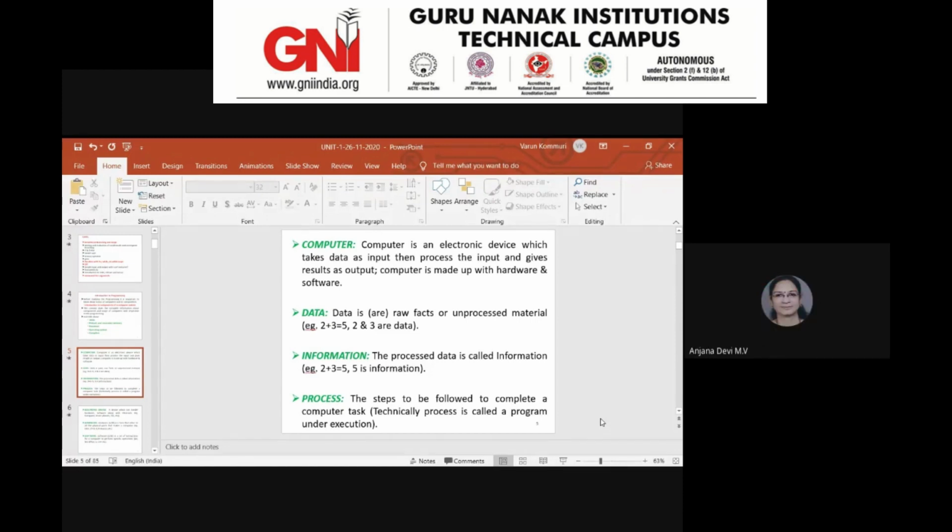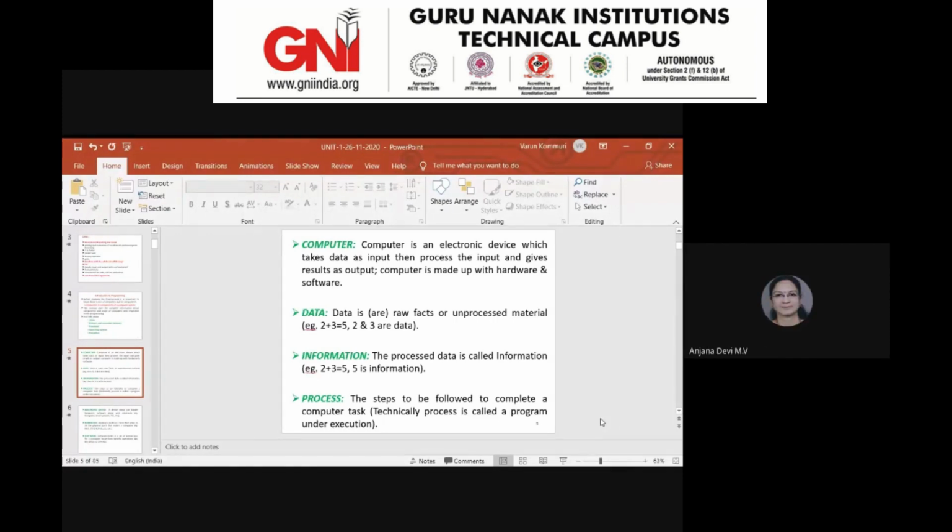If you mix these 3 items in the mixie jar, what will happen? You are processing this. That means you are combining these 3 items: banana, milk, and sugar. Mixing them in the jar is called processing. After completion of this process, what will you get? Banana juice you will get. That is the information. Processed data is called information.